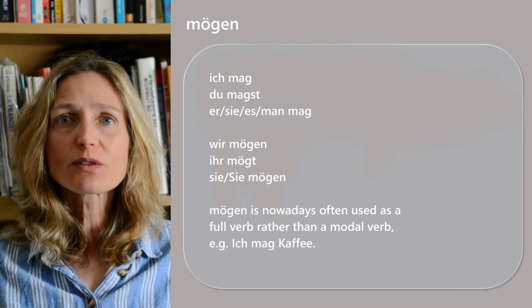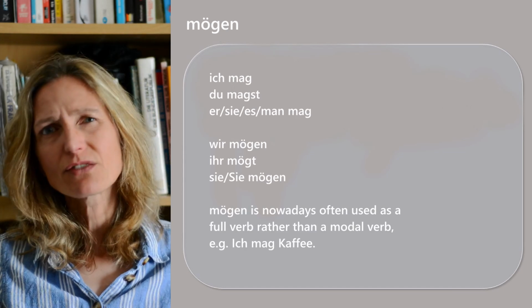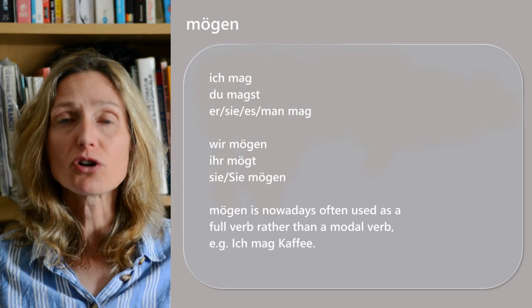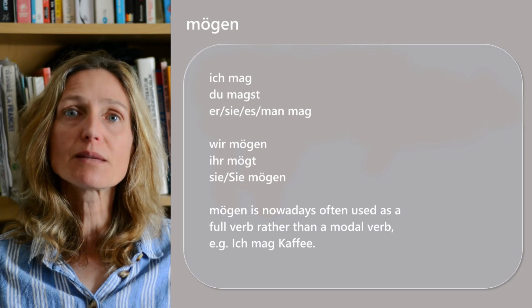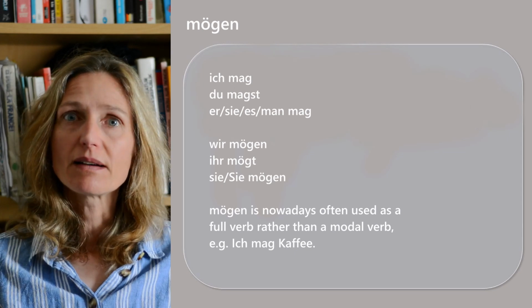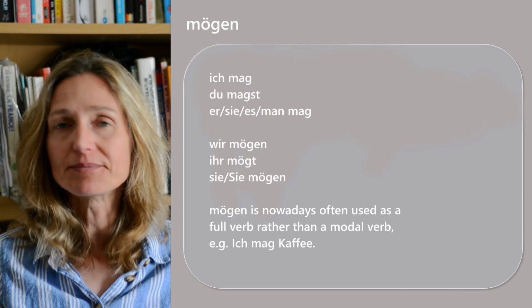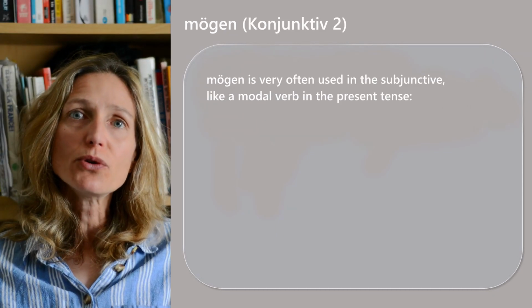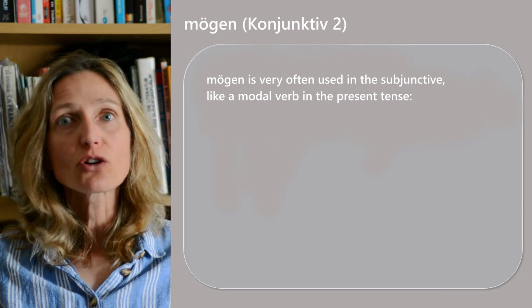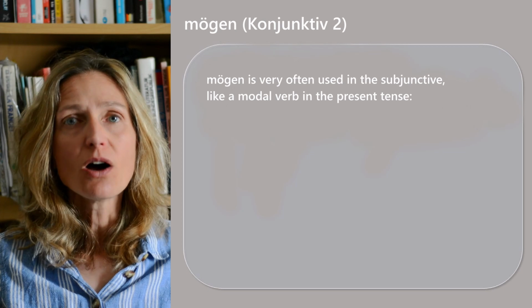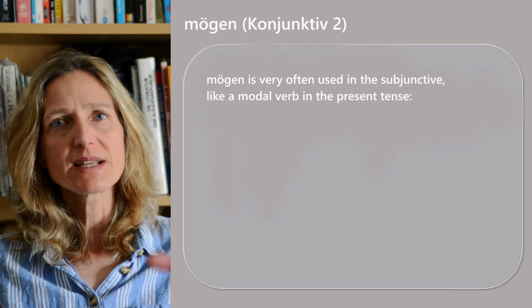It's important here to point out that mögen nowadays very often is used as a full verb rather than a modal verb. So for example, the sentence Ich mag Kaffee, I like coffee, is used rather than Ich mag Kaffee trinken. Now here we've got mögen in the subjunctive, and it's used very often nowadays, although it's not a modal verb in itself.